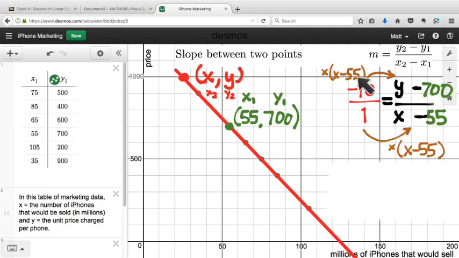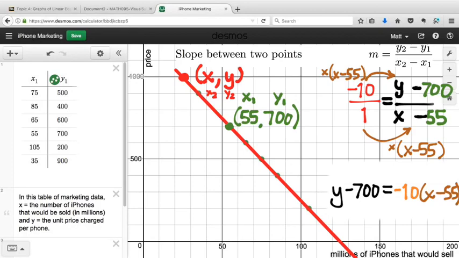Looking at just the numerators, the denominators is really obvious. 1 times x minus 55 gives me x minus 55. And so the real interesting thing is that in the numerator, what it's telling me is that y minus 700 is the same thing as this numerator, negative 10, times the quantity x minus 55. So that's just given us a way to simplify this equation, x minus 55.